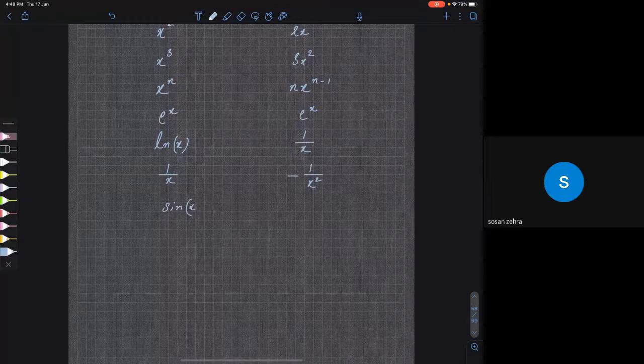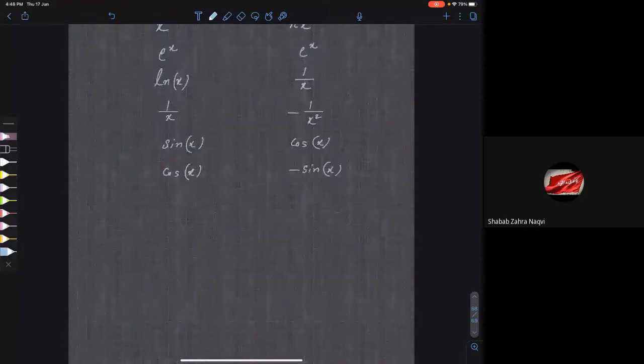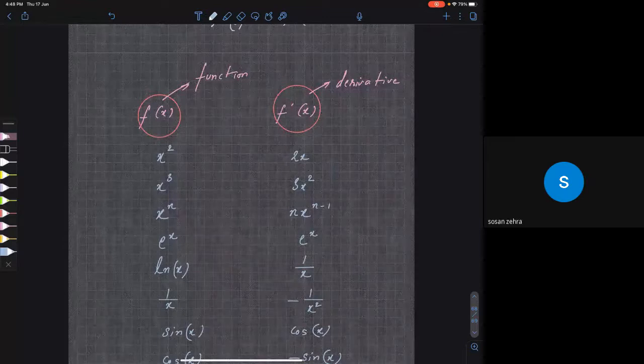Sin x has derivative as cos x. Cos x has derivative as minus sin x. Very good, very good. Now, see, here I have written function on the left hand side, derivative on the right hand side. Clear?